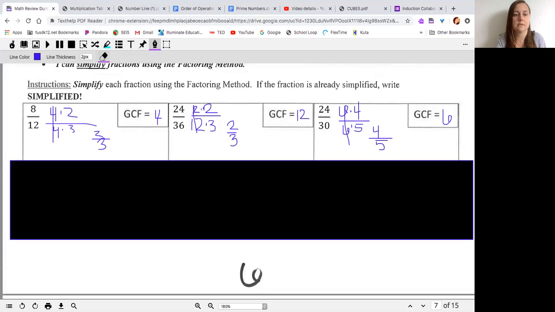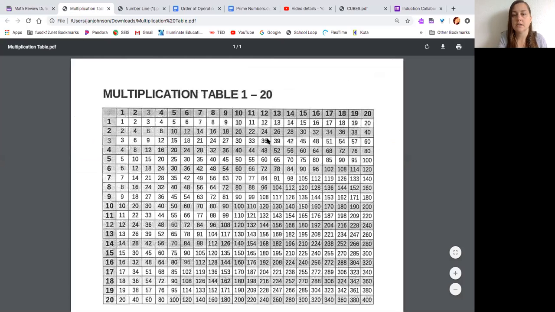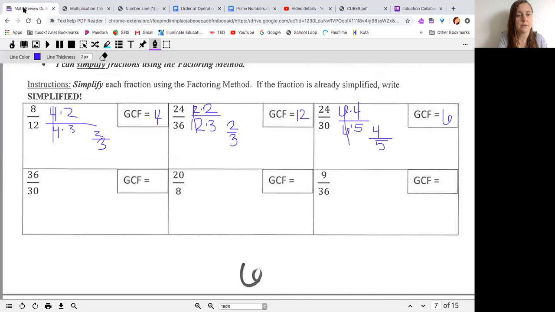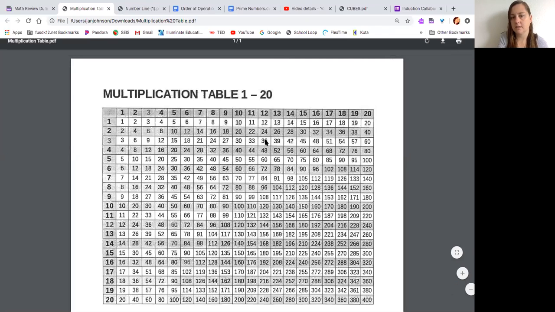We have 3 more. So I have 36 over 30, and I remember I could use 12, so I want to start with 12 because this is a bigger number. That means I can have a greater common factor. So I forgot the numbers already, 36 and 30. Okay, so it has 36, but not 30. Let's see. So that's not going to work. So I'm looking for somewhere where I have 36 and 30.